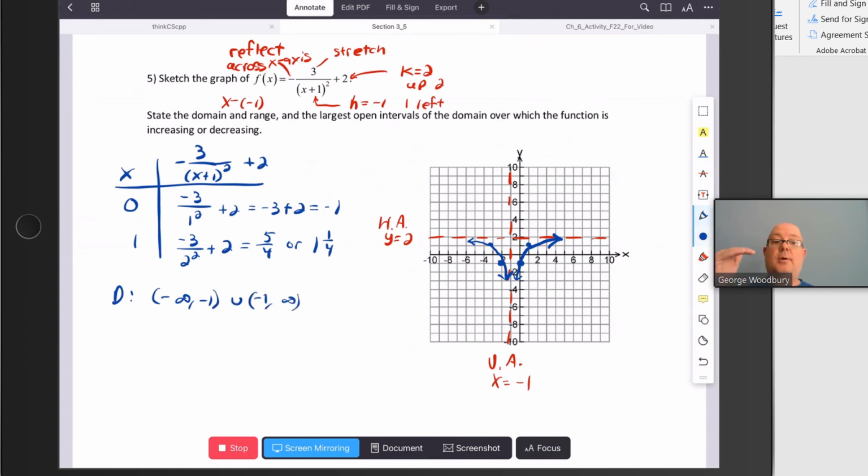Domain is everything except for negative 1. Range is everything up to but not including 2, so the range goes from negative infinity to 2. We use parentheses there because, again, it doesn't touch 2. It gets close to it without reaching it.